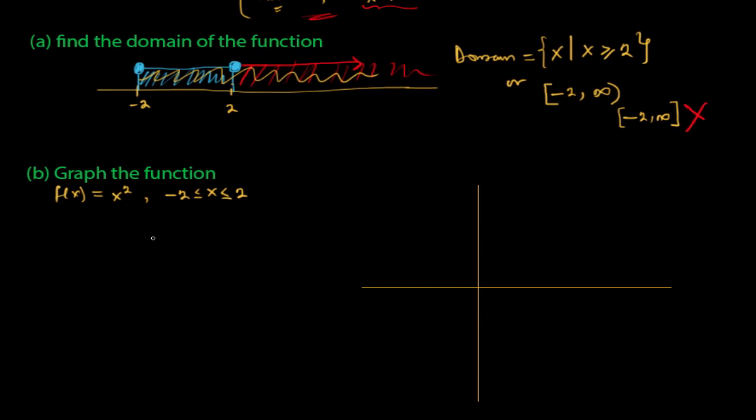So let me draw my table of values. You have something like this. If this is my x, this is going to be my f of x. My range of values goes from -2 to 2. So let me just include any value between -2 and 2.